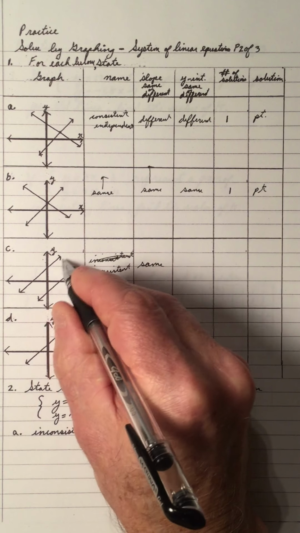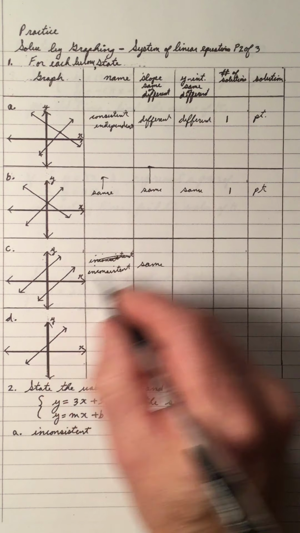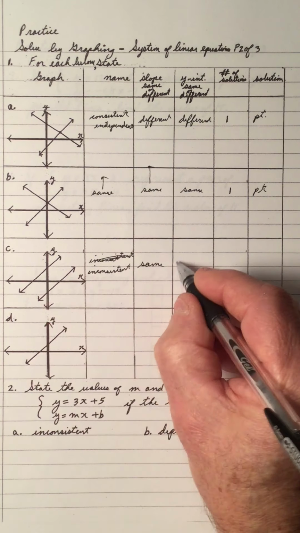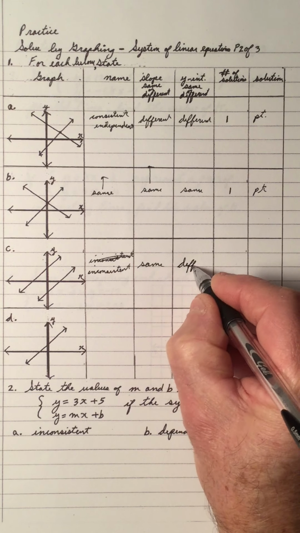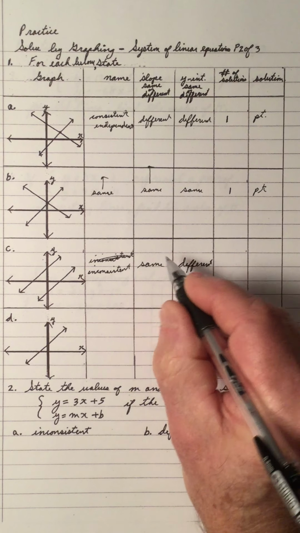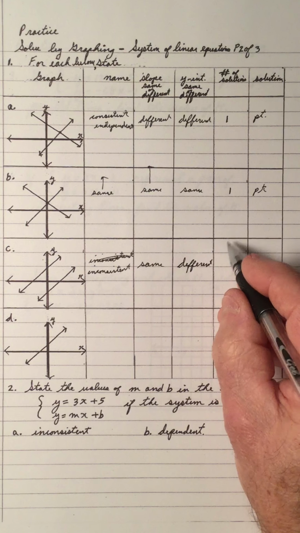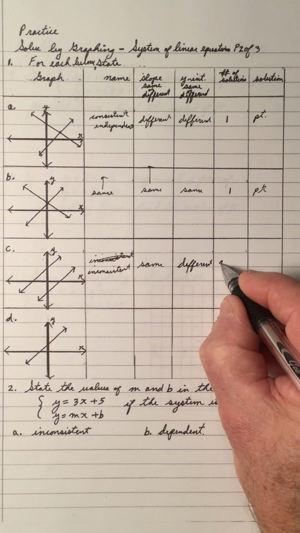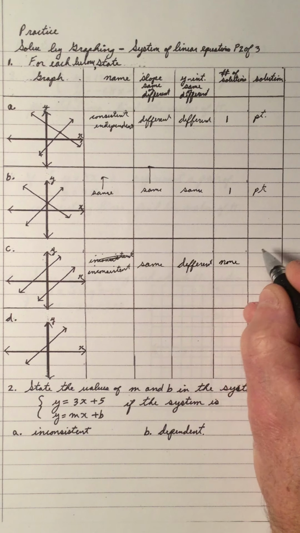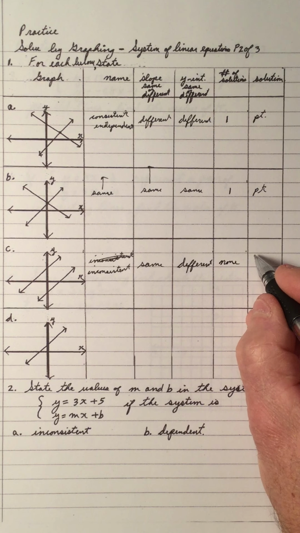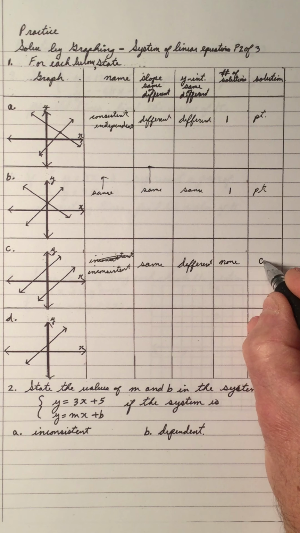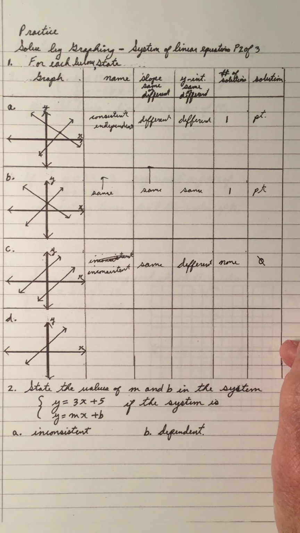Notice they're representing parallel lines. And the y-intercepts are different. So we have same slopes, different y-intercepts. The number of solutions, we have none. None. And the solution set is empty set. We have no solution.